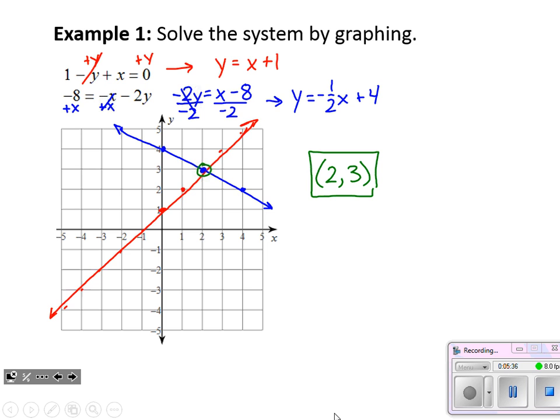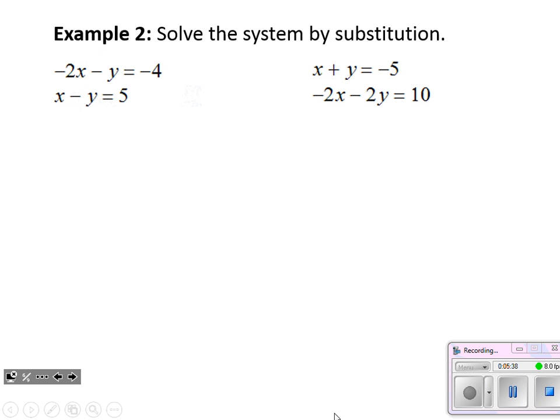Easy enough, hopefully a refresher from last year. Example 2 here, we've got solve the system by substitution. Now, substitution is a good method to use. It's a very fast method to use if we have variables that have no coefficients, like that 1x and that 1y that we see underlined there that I just kind of pointed out.